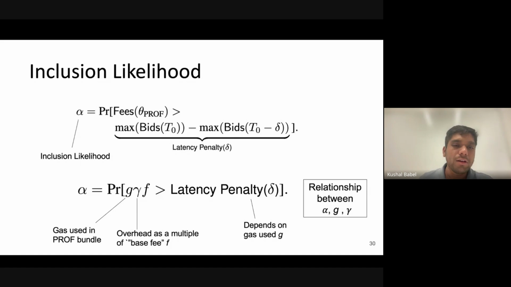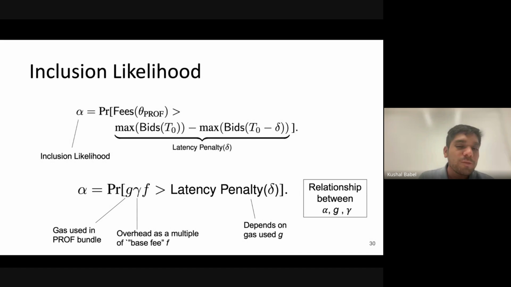Right. So if you look here, the fees are basically the size of the PROF bundle, G, multiplied by the fee price, the price that each transaction pays per unit gas. And the price is basically gamma F, where F is the base fee and gamma is the overhead. So if the base fee is 10 Gwei and your overhead is 10%, then each transaction is essentially paying 1 Gwei in tips to the validator. So the total fee that the validator would collect is G times 1 Gwei. So that's G gamma F.